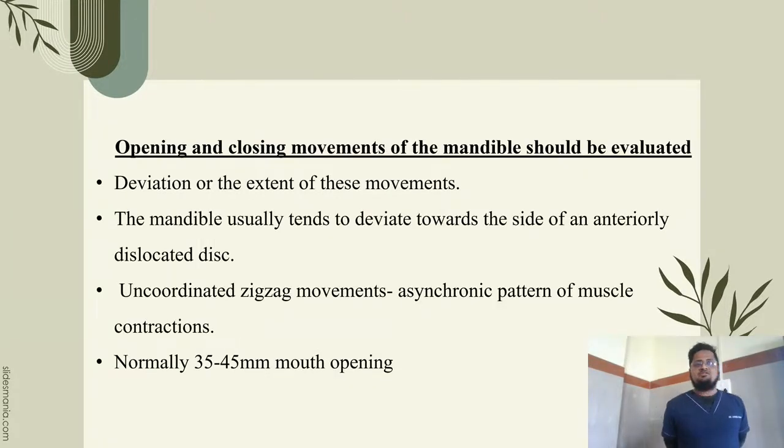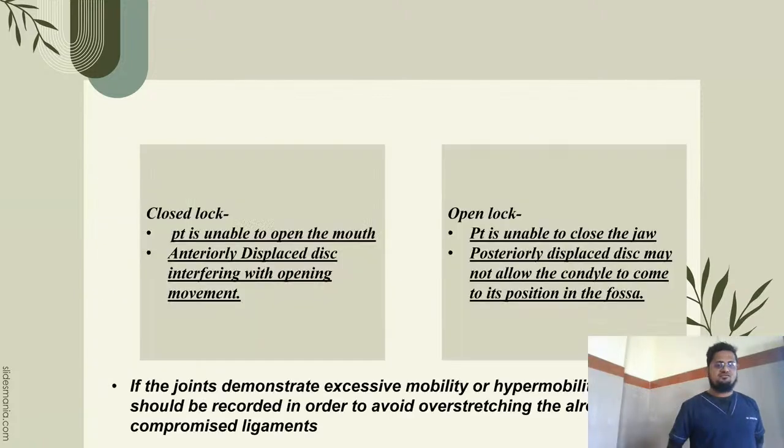The opening and closing movements of the mandible should also be evaluated, for deviation or the extent of these movements. The mandible usually tends to deviate towards the side of the anteriorly dislocated disc, since the condyle goes posterior to the disc, so this side the mandible shifts. Uncoordinated zigzag movements of the mandible are due to the asynchronous contraction of the muscles, and normally there should be 35 to 45 mm of mouth opening in a normal individual.